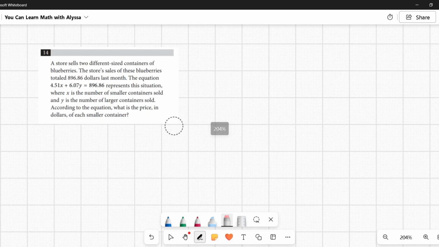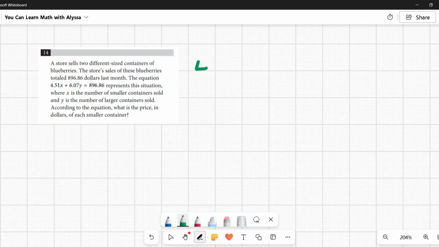Zoom in a bit here. A store sells 2 different sized containers of blueberries. The store's sales of those blueberries totaled $896.86 last month. The equation 4.51x plus 6.07y equals 896.86 represents the situation.